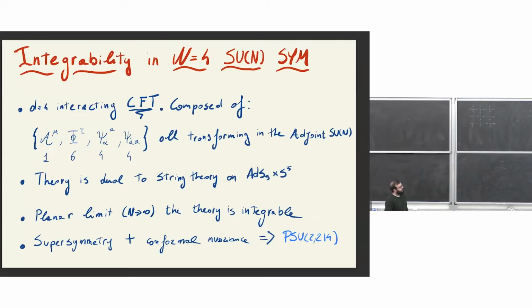So we want to take the rank of this SU(N) group to be infinite. We also rescale the coupling of this theory accordingly. And then we end up on this planar limit of N=4. And it has been shown that this is an integrable theory, so we can use all the cool ideas from integrability. It is just for you to know that actually supersymmetry and conformal invariance combine together to give you this huge group, which is PSU(2,2|4).